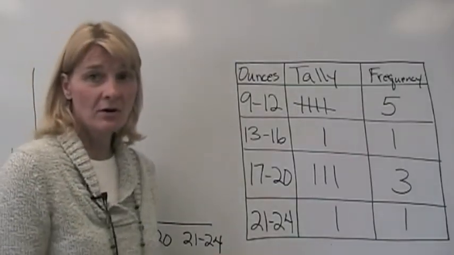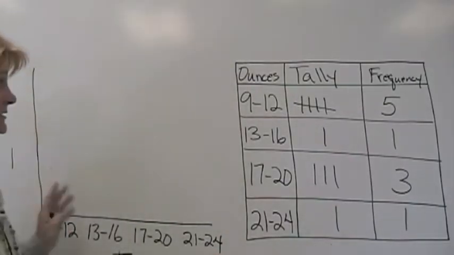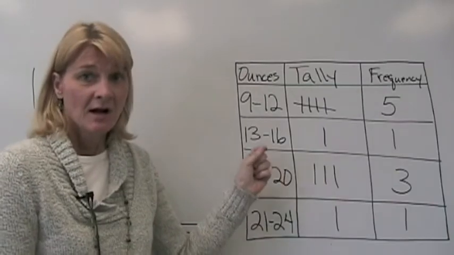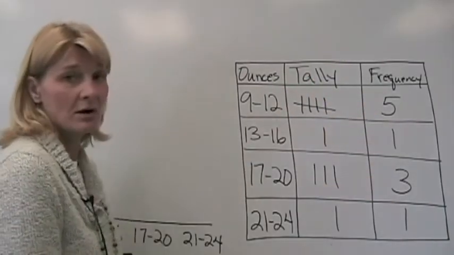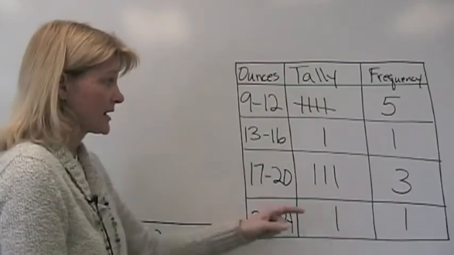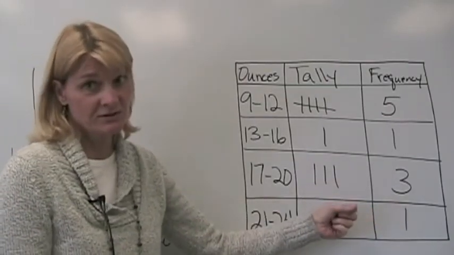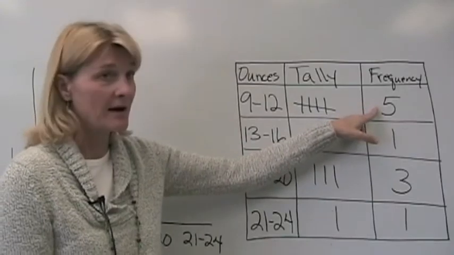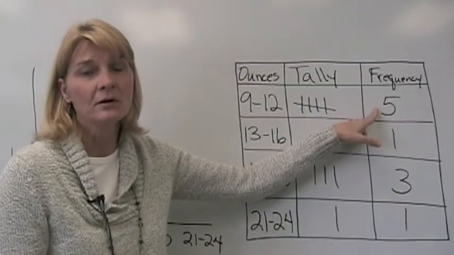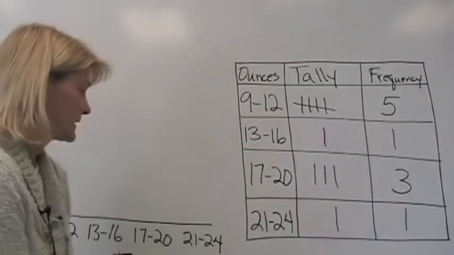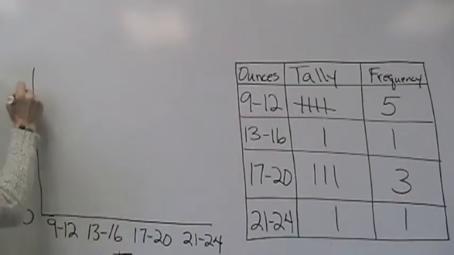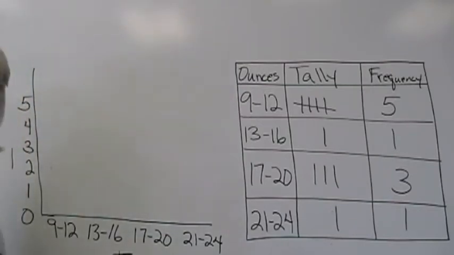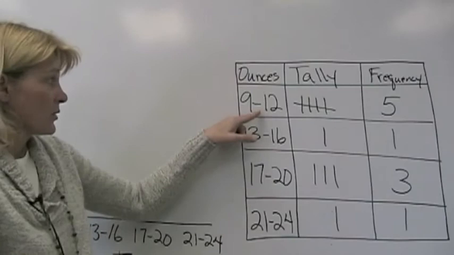Now what I have on this side is the frequency of the number of ounces in the cereal boxes. So on the left-hand side of my graph, I'm going to start with 0, but I'll go all the way up to 5, and I can go a little bit farther if I want, but I'll just go up to 5 this time. So I'll mark 0, 1, 2, 3, 4, 5.